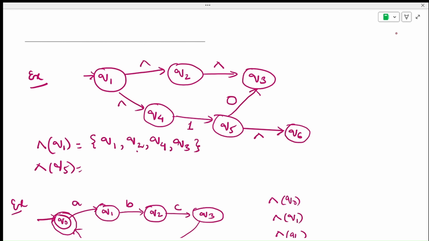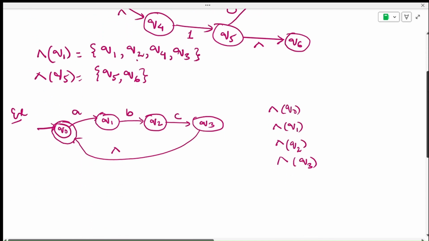Similarly, find out the null closure of Q5. Null closure of Q5, put Q5 here. Q5 on reading null is going to Q6. Q6 is not going to any state. It doesn't have any null transition. So we will stop here. Find null closure for the following example. This example.